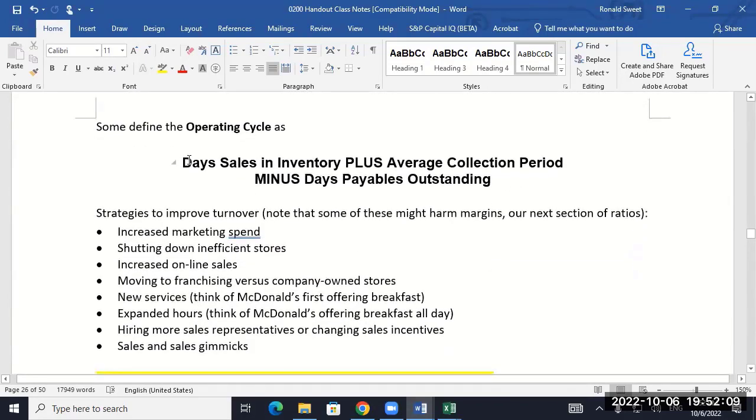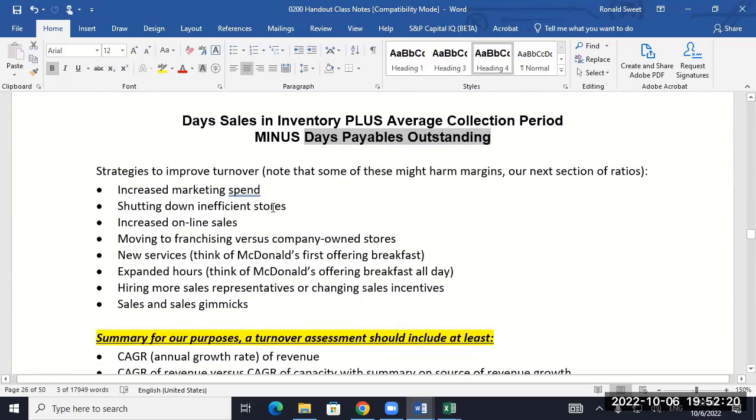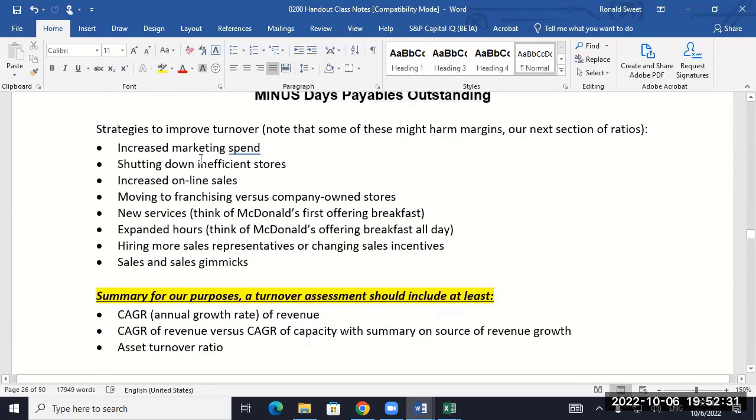Some people look at the operating cycle as the days your sales sit in inventory, plus how long it takes you to collect, minus how long it takes to pay your vendors. That's usually a positive number that you want to come down, but it can be a negative number that you want to become more negative. Costco and Walmart, that's usually a negative number. So again, the strategies you can use to improve these: spend more on marketing.